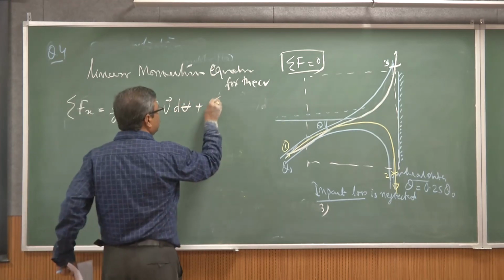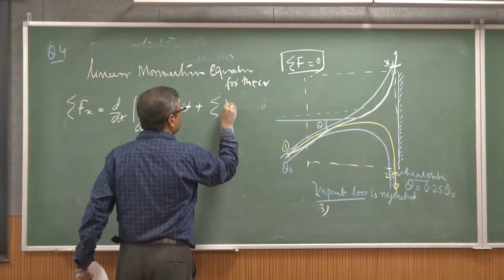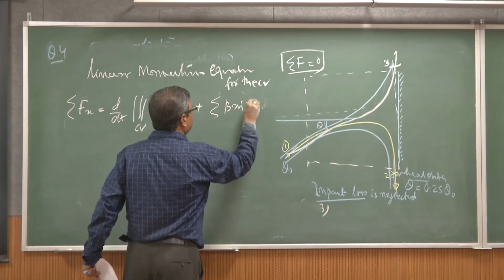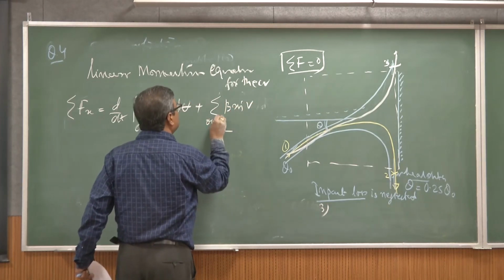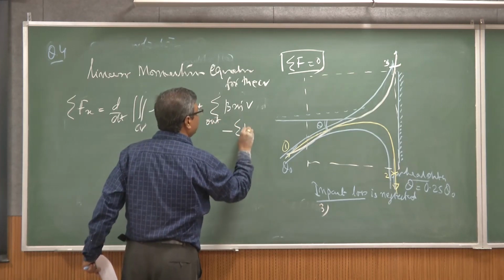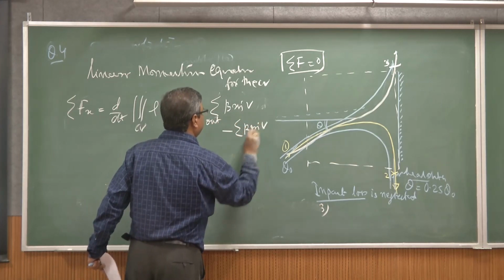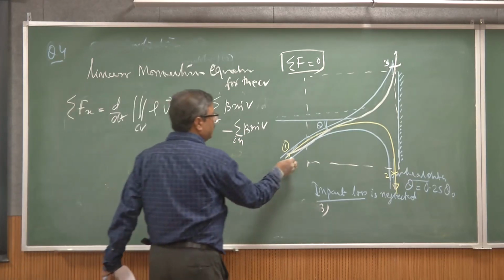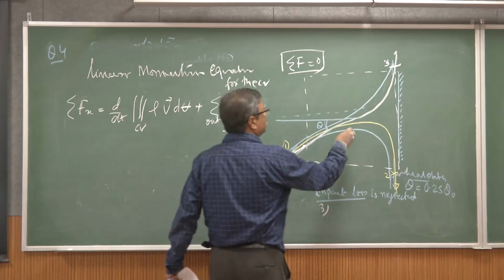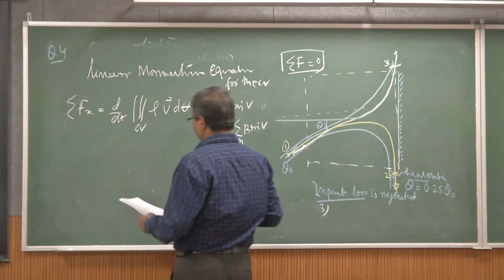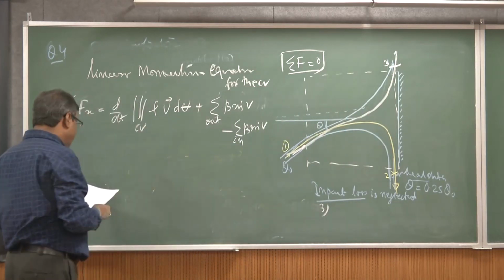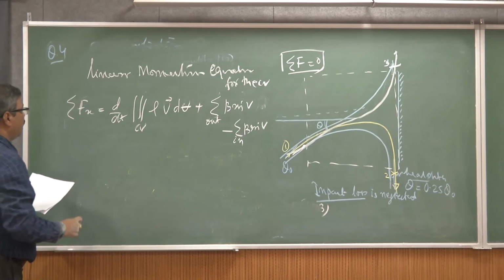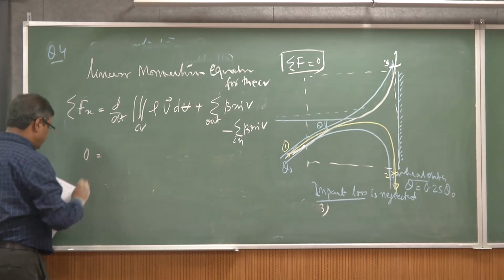and the momentum flux out, minus the momentum flux in. So this is the influx of momentum flux, that is in, that is what is out. If you look at these values, the sum of the force is equal to 0.